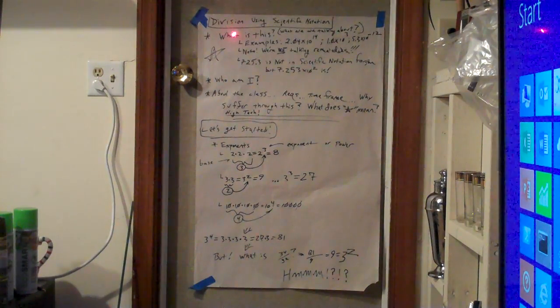Before we get too far into this, we also want to be sure what we're not talking about. There are a lot of YouTube videos that have division explanations, but they just use remainders. They don't go into decimals, let alone powers of 10. We're not talking about that. So again, to reiterate, 725.3 is not in scientific notation form, but 7.253 times 10 to the second is. All right, that's the very beginning of what we're talking about here.